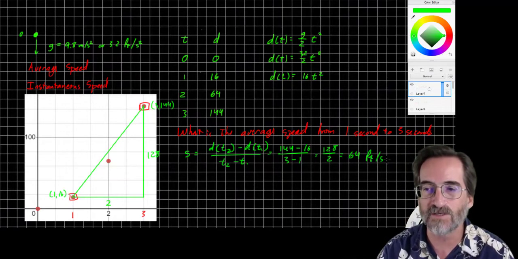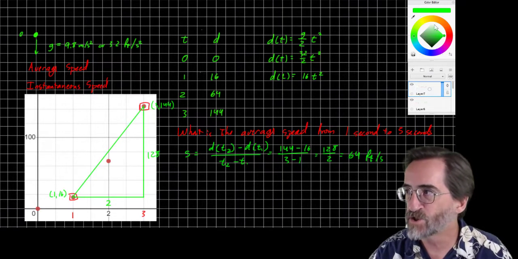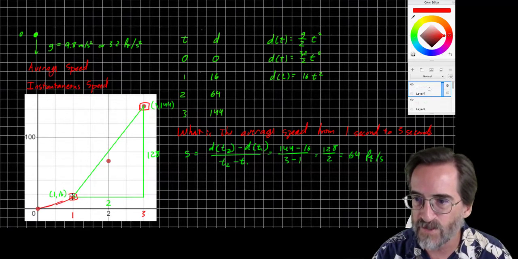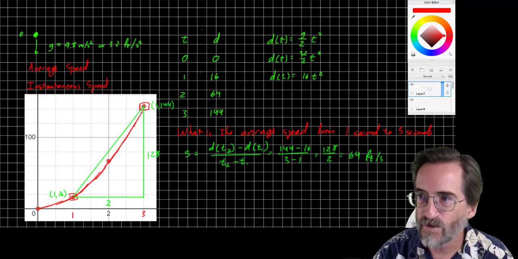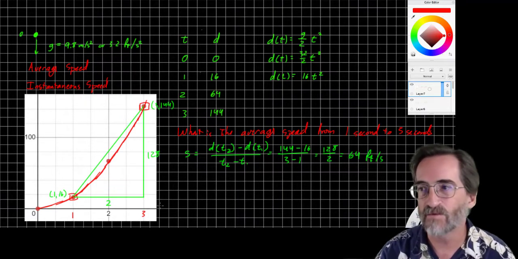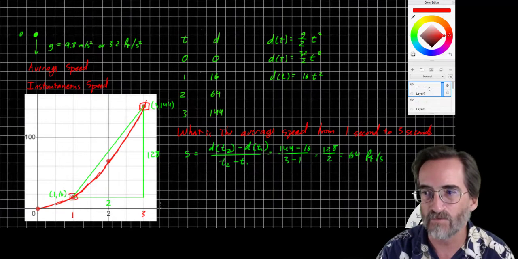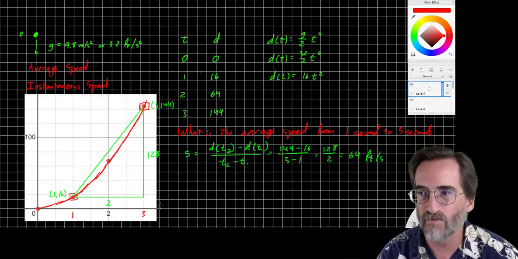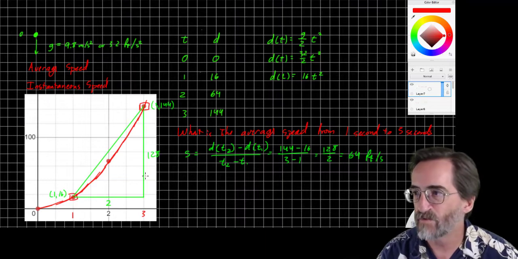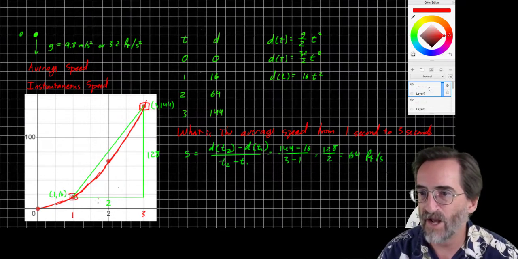Now, as you can see, this shape is not a smooth, linear shape. It's a curve. It's actually parabolic. Okay, so it's got this curve to it. And if I want to find the instantaneous speed, I've got a little bit of a more difficult problem to do. Okay, let's say I want to find the instantaneous speed. What is the instantaneous speed at 1 second?